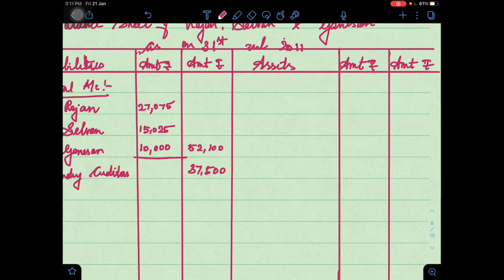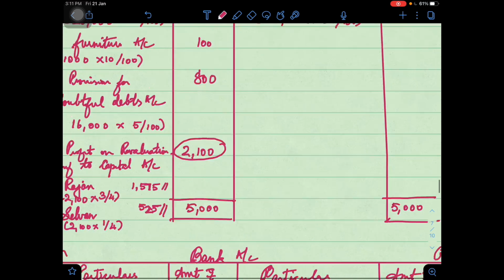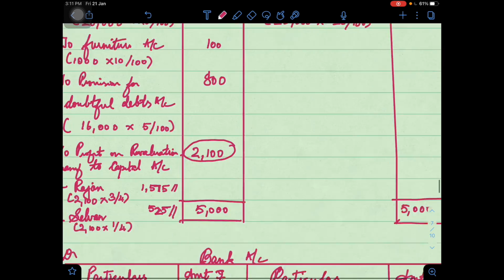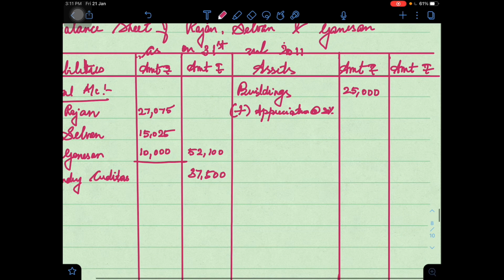As in the order of the problem, we begin with buildings. You can just refer to the text also. Buildings shows 25,000 and it says there is an appreciation, so plus appreciation of 20%. We already showed the revaluation. Just 5,000 I'm going to now add it to the existing building value. So this comes to 30,000.